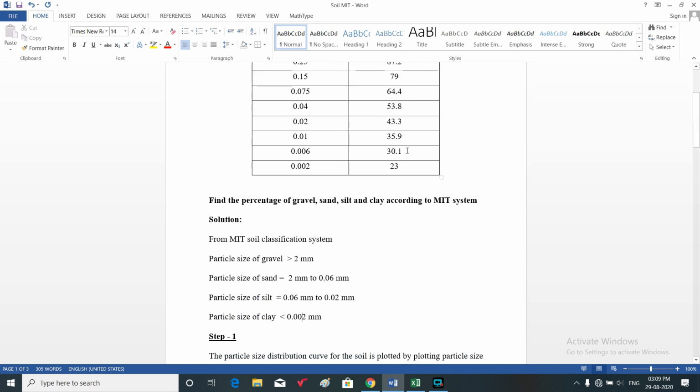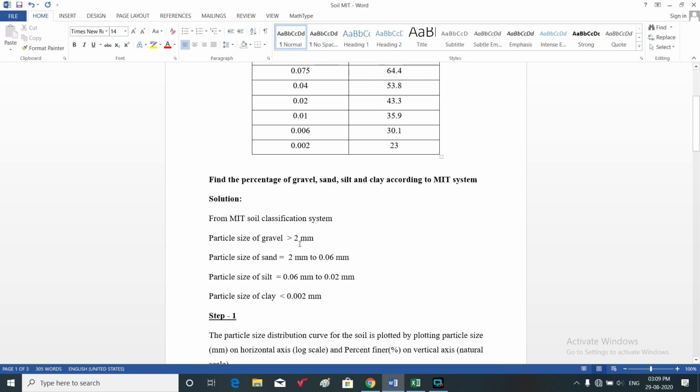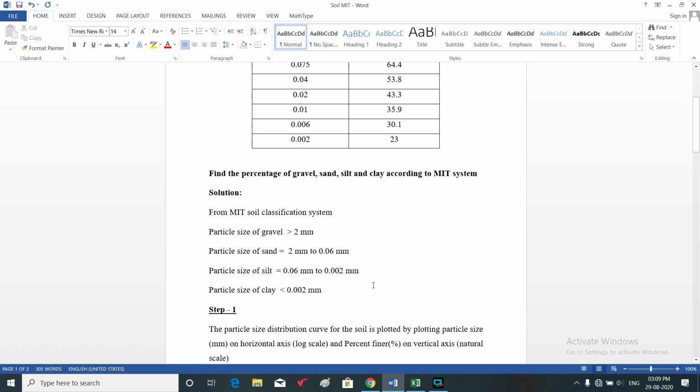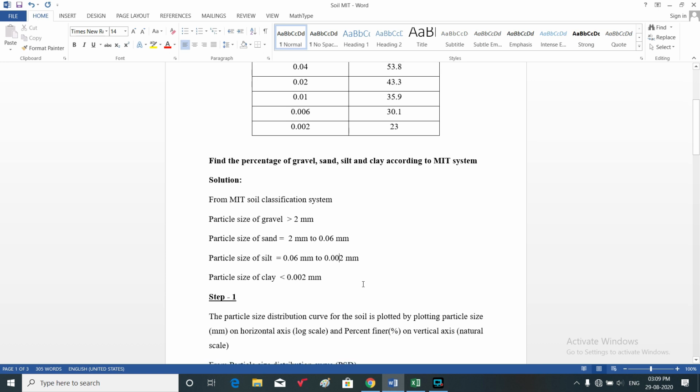As we know from the MIT soil classification system, the particle size of gravel is measured above 2 mm. Particle size of sand is measured from 2 mm to 0.06 mm. Particle size of silt is measured from 0.06 mm to 0.002 mm, and particle size of clay is less than 0.002 mm or 2 micron.